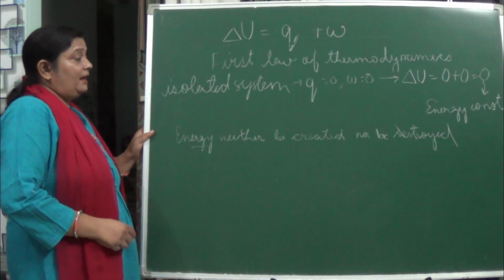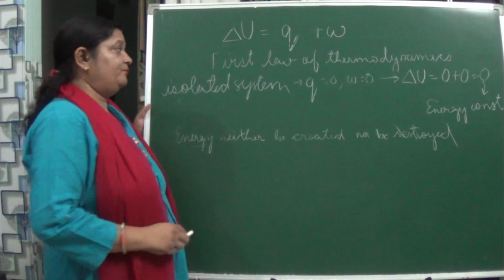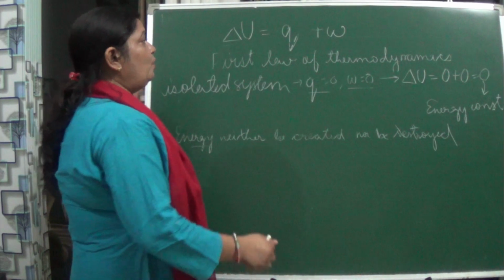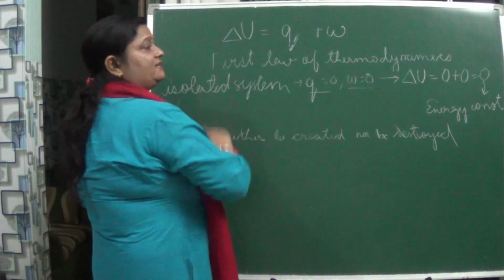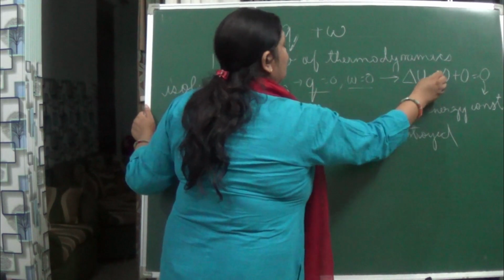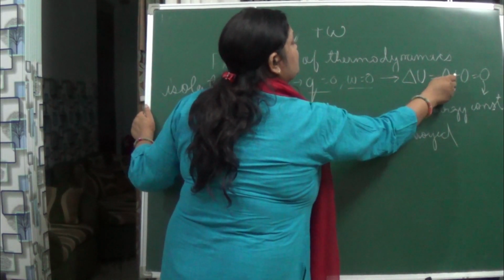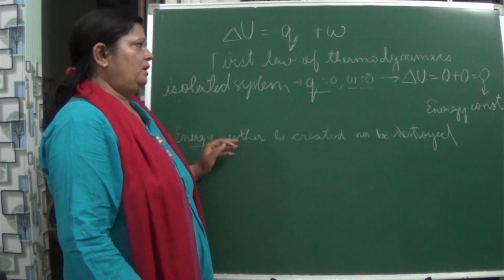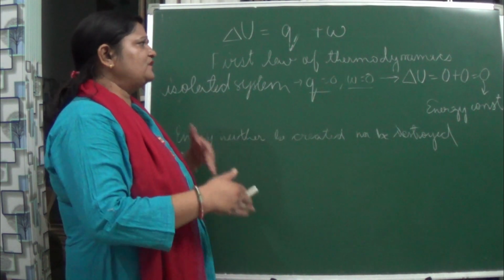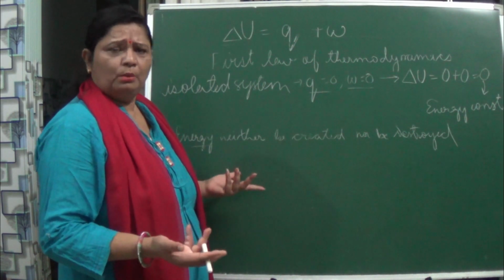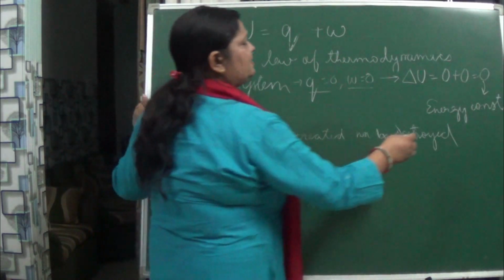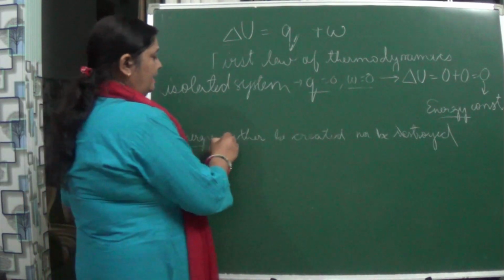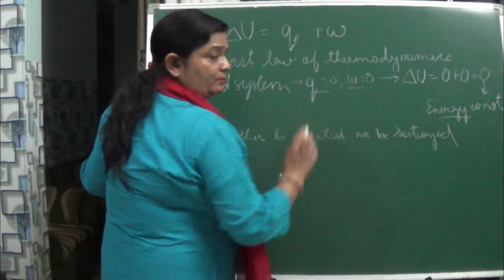Now in an isolated system, what do we see? That Q is equal to 0 and W is equal to 0, isn't it? So now putting this in the equation for change in internal energy, Q is equal to 0 and work done is equal to 0. Sum it up, you will get 0. So if we are getting the value 0, is there any energy transfer or any change in the internal energy? No. So if there is no change in the internal energy, energy is constant. So now we can say that energy can neither be created nor be destroyed.